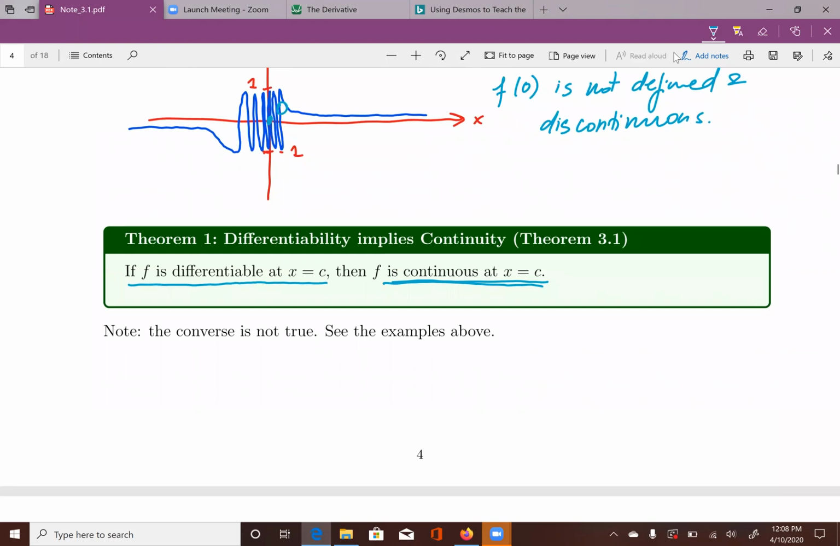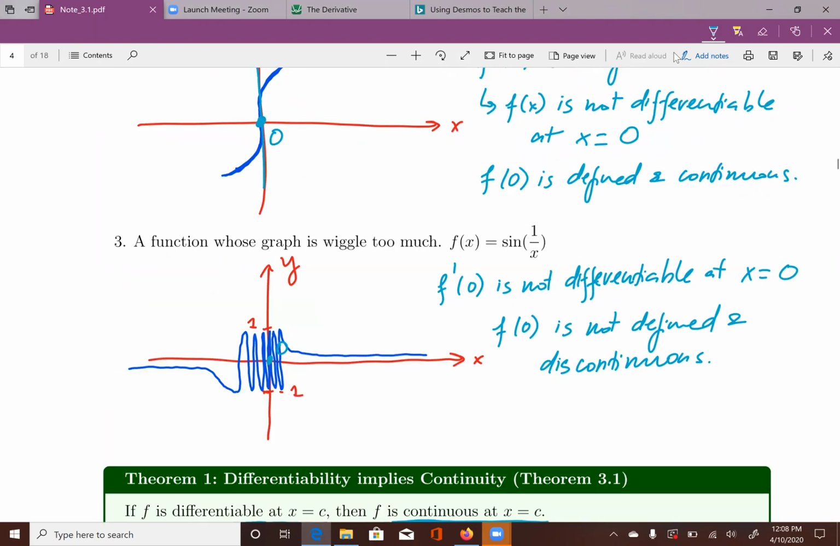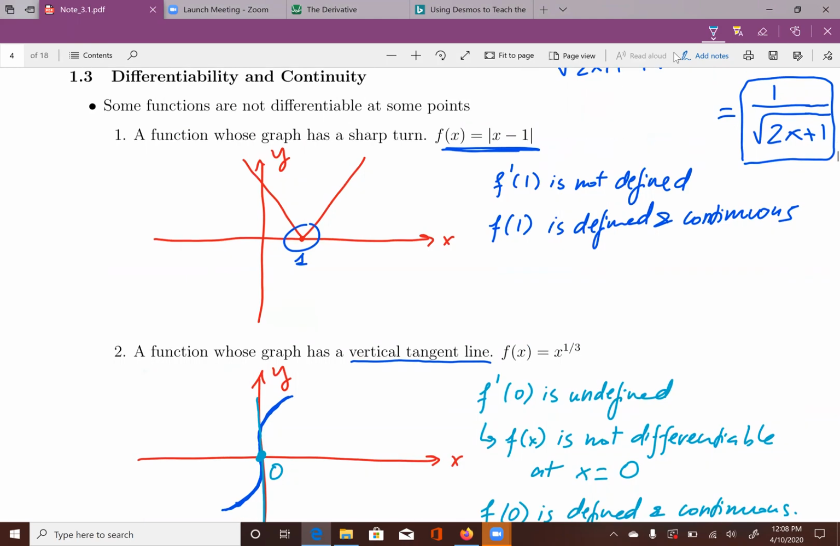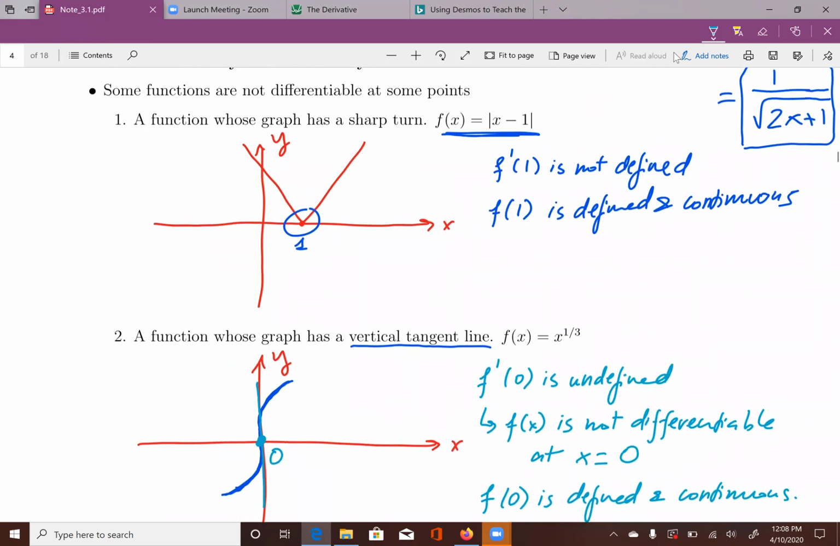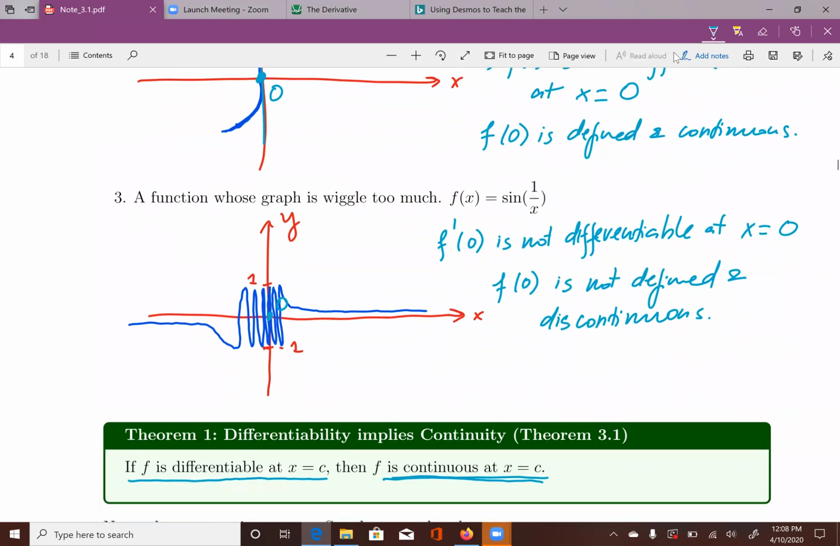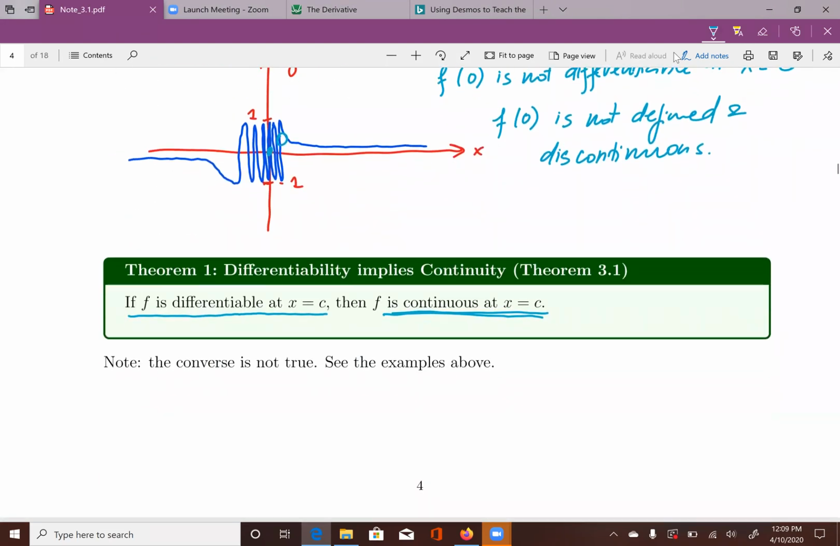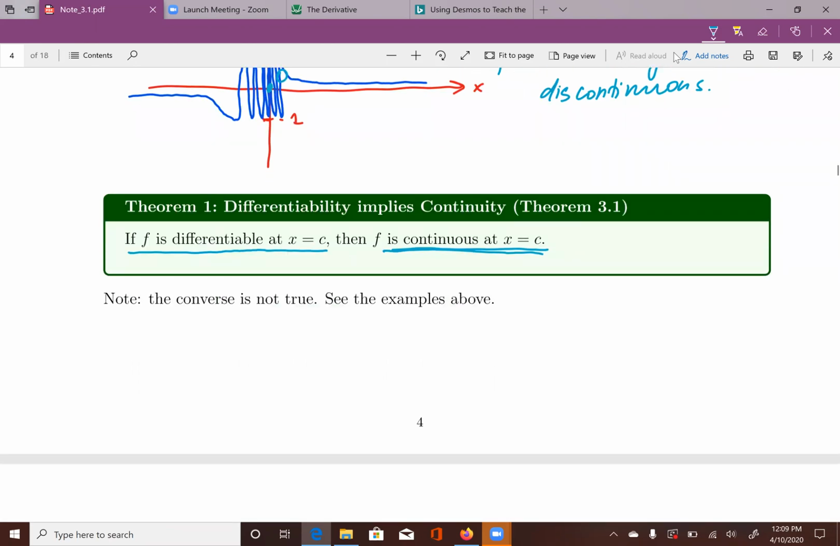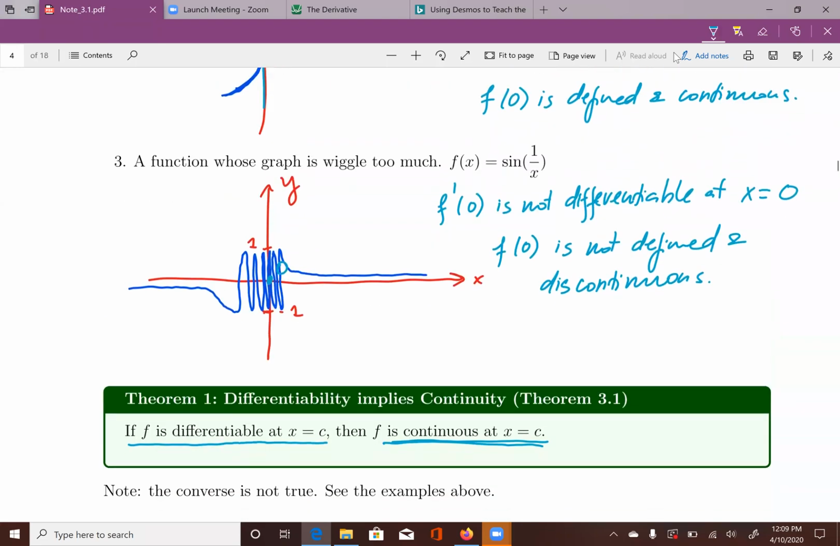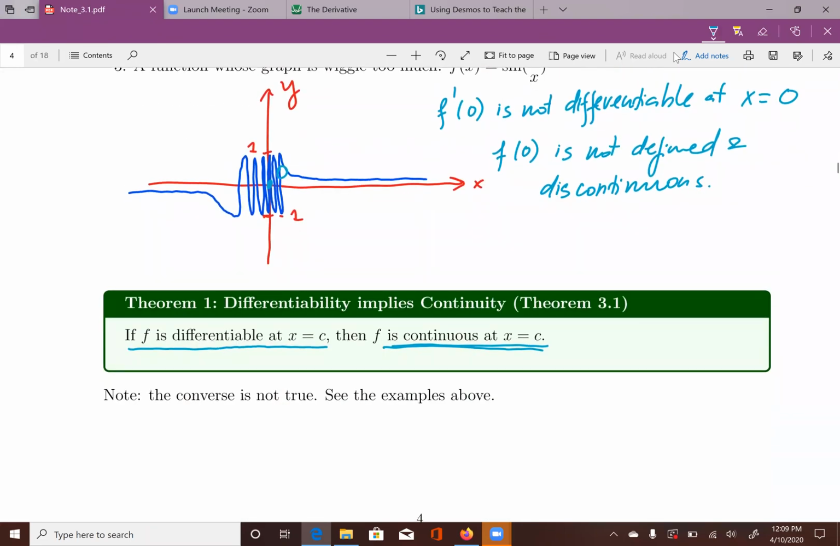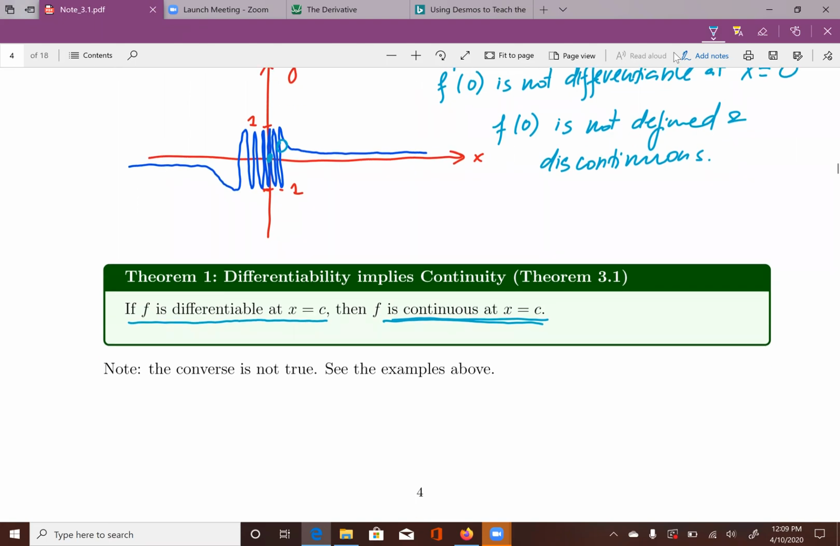And the converse is not true. You can see the examples above here, right? Even though the function is continuous at some point, in some cases it's not differentiable. So this lecture introduces some ideas on what the derivative is and how you can find the derivative using the limit process. And we finished the lecture talking about the relation between the differentiability and the continuity of a function at some special point.